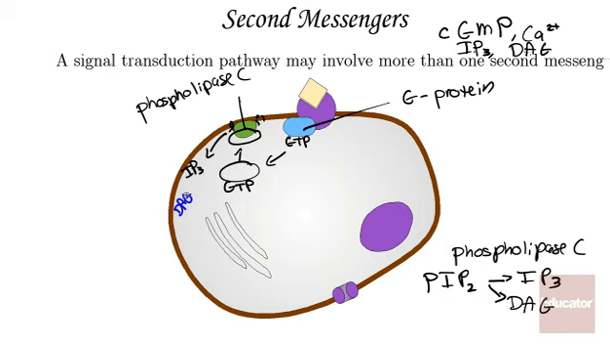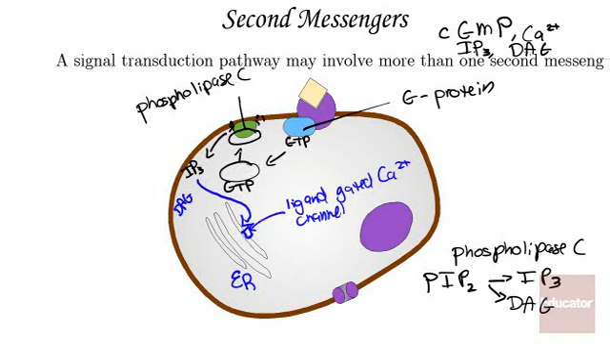IP3 then acts as a second messenger by going over to the endoplasmic reticulum and binding to a ligand-gated calcium channel. This is a ligand-gated calcium channel. Recall that in a ligand-gated calcium channel, the gate is closed until a particular molecule binds. In this case, the ligand that needs to bind is IP3. So the IP3 comes over here and binds. The result is release of calcium into the cytoplasm, greatly increasing the levels of calcium in the cell.